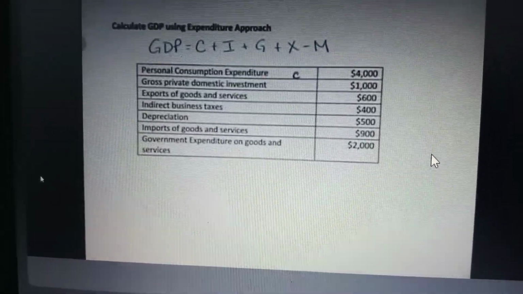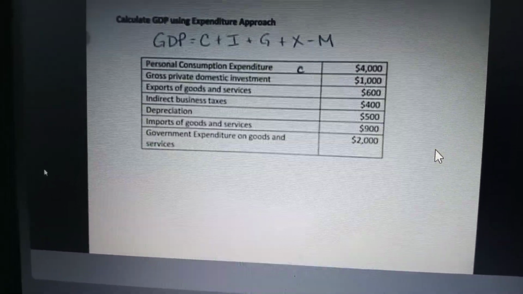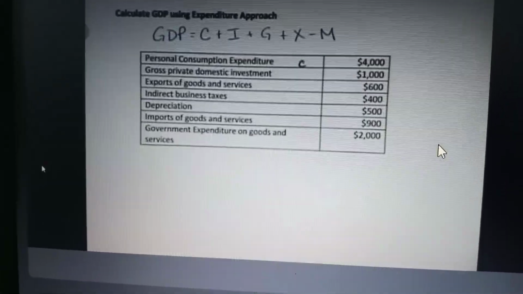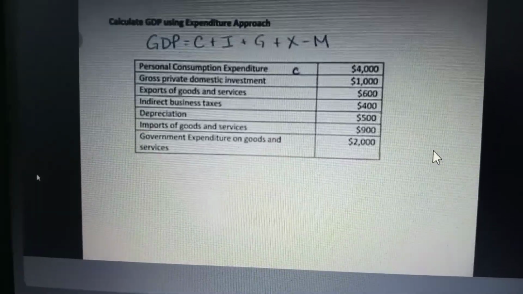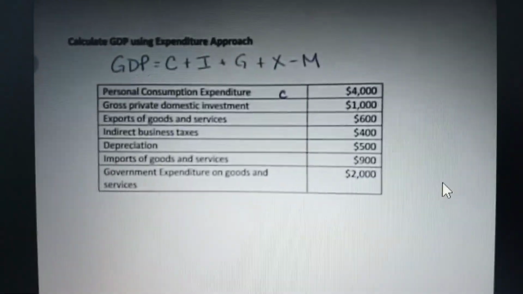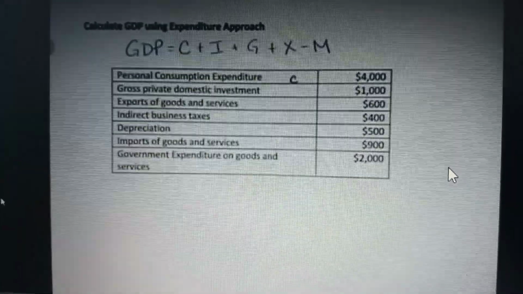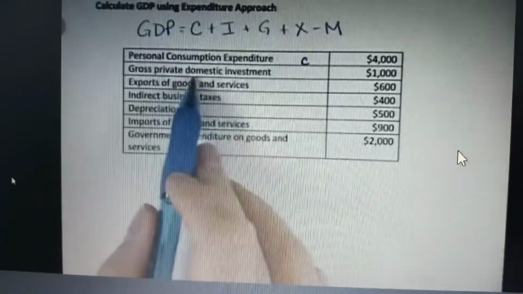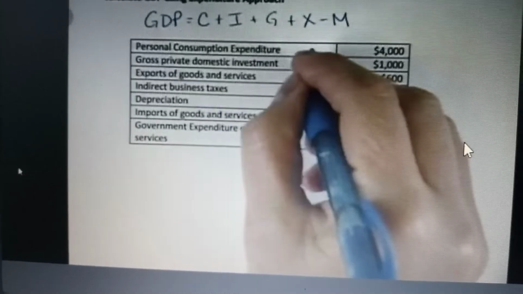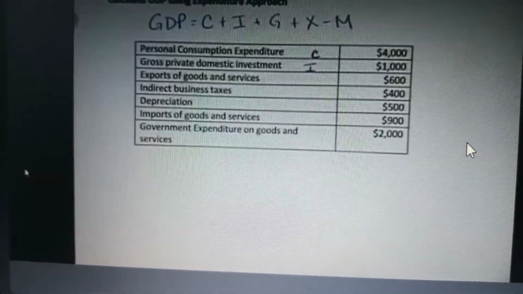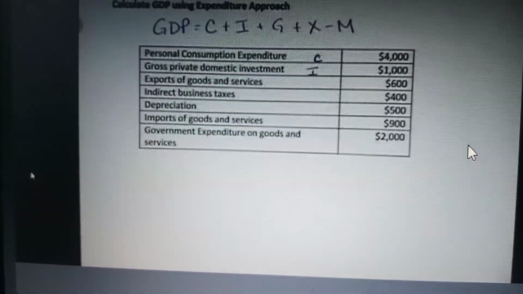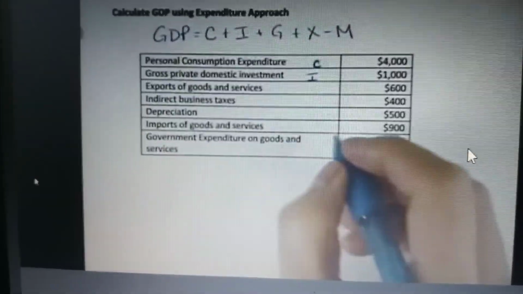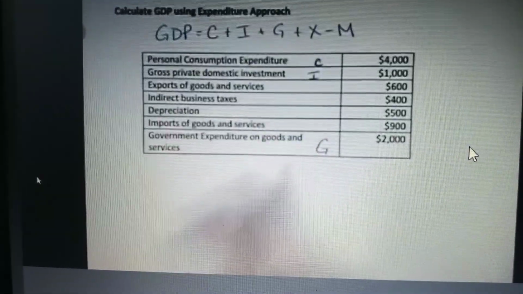The next one, I, is investment. Now, investment, as far as GDP is concerned, is not financial investment. Investment here is going to be buying capital, it's going to be us buying new homes, and it's going to be additions to inventory. So the I here is going to be gross private domestic investment. That's our I component. Now the G is the government expenditures. Okay, so government expenditures on goods and services, this is our G component.